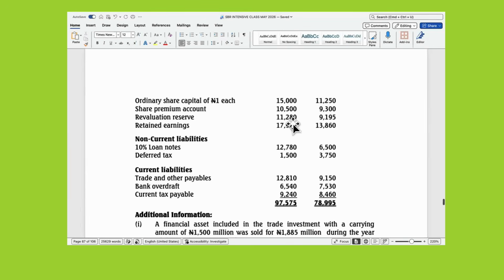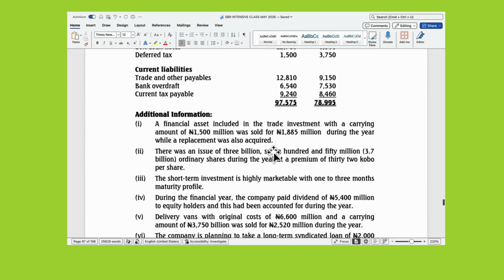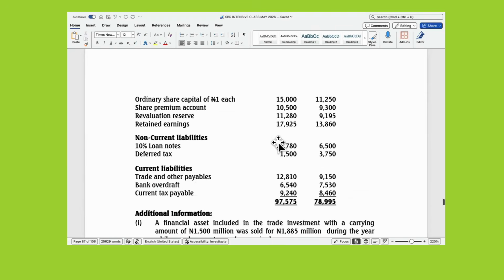So this movement in retained earnings, it exposes the dividend. It tells you what the dividend is. So just do all the movements. It will work out everything. The next one is loan notes. It moved from 6.5 to 12.780. They didn't tell me anything. The only thing they told me about is the fact that they are planning to borrow money in note 6. That one, I will ignore. So this movement from 6.5 to 12.780, I will just take it as I borrowed money, more loans.